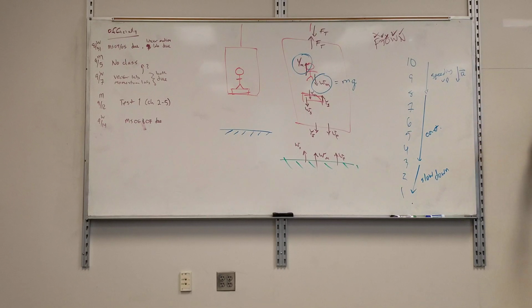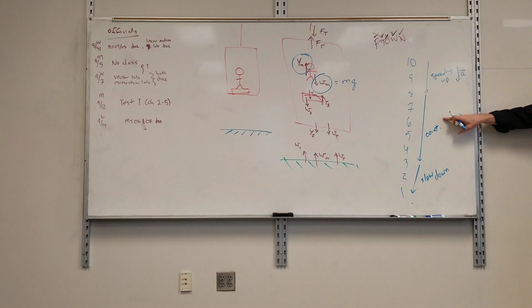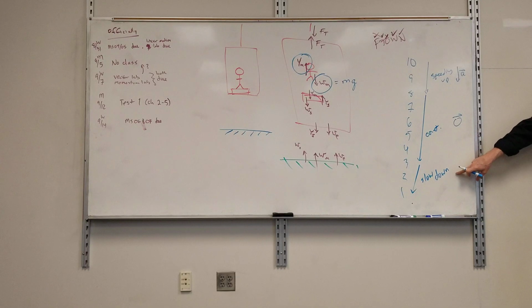When the velocity is constant, what's the direction of his acceleration? Zero. Constant velocity, acceleration zero. And when he's slowing down, what's the direction of his acceleration?